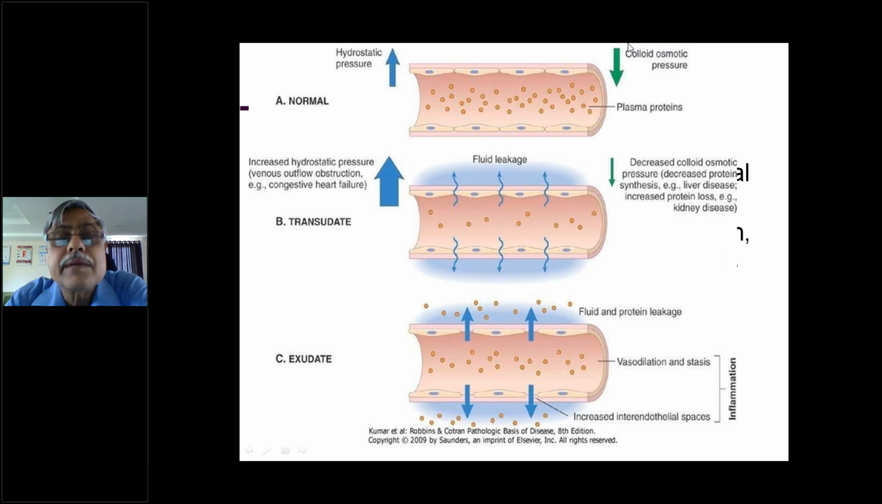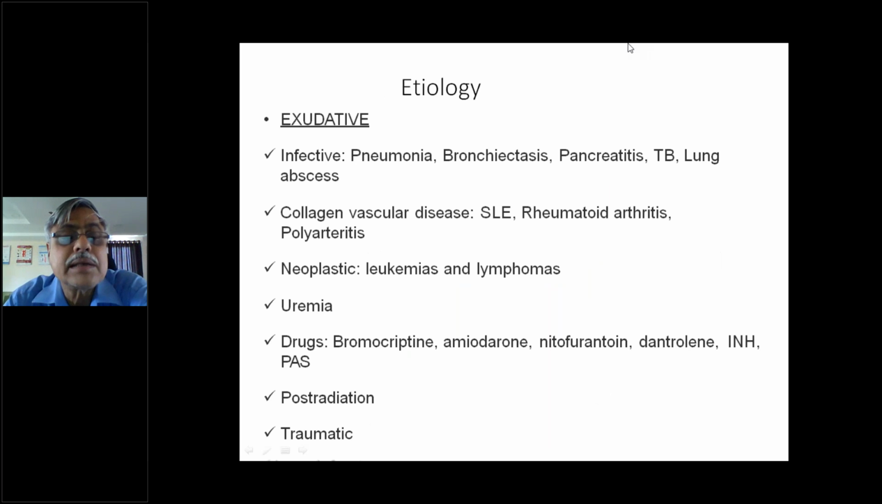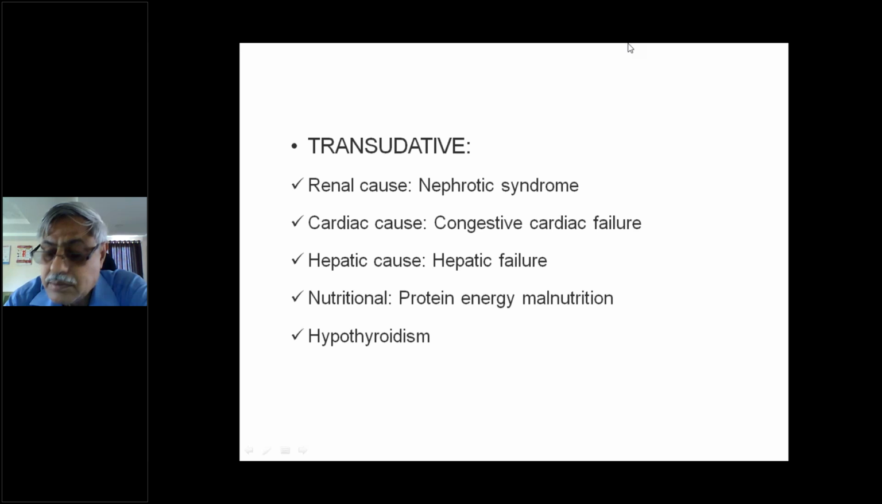Of course, this is given here. Causes you know very well. Exudative causes are there, and transudative causes are there. Transudative causes, I told you: the renal cause means nephrotic syndrome, that is decreased oncotic pressure because of increased excretion of albumin. And hepatic cause, hepatic failure, decreased synthesis of albumin or protein synthesis, that is low oncotic pressure. Cardiac causes, increased hydrostatic pressure. Nutrition, of course, the same, decreased protein.